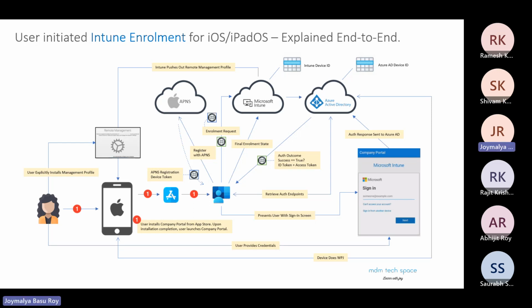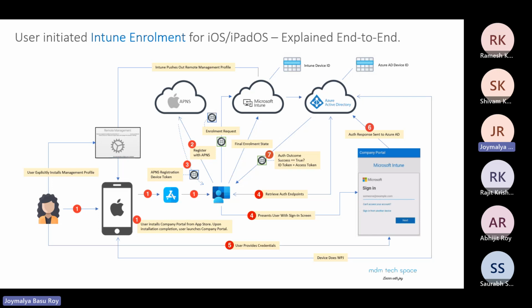User installs company portal. Then it goes to register with the APNS. In return, it gets the APNS registration token. Then it goes for the authentication phase where it retrieves the authentication endpoints and presents the user with the sign-in screen. User provides the credential. Authentication response is sent to Azure AD. Azure AD verifies authentication and authorization and sends the authentication outcome back to company portal.